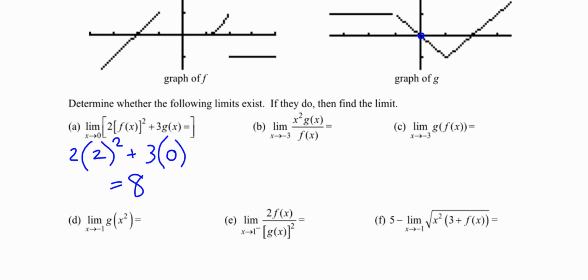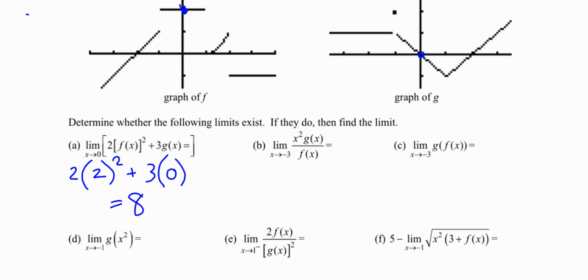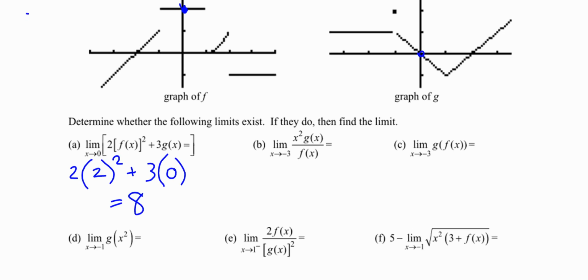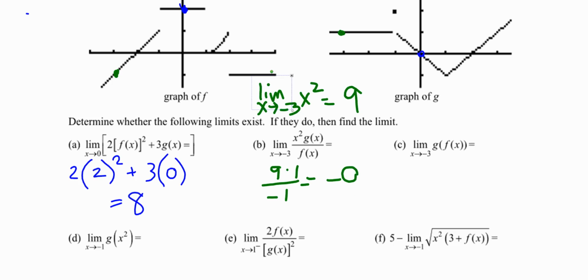For the next one, we have something to do with f of x, something to do with g of x, and also another function. So as x approaches -3, we have -1, we have +1, and the limit as x approaches -3 of x squared, we know that to be 9. So putting all of those things together, we have 9 times 1 divided by -1. That's going to give us an answer of -9. So really, it's just a combination of each of these properties.